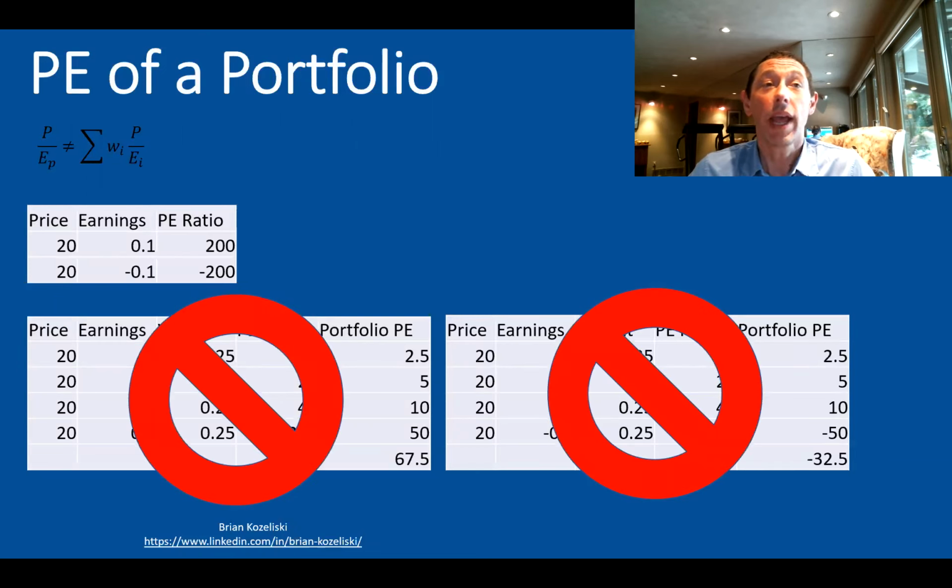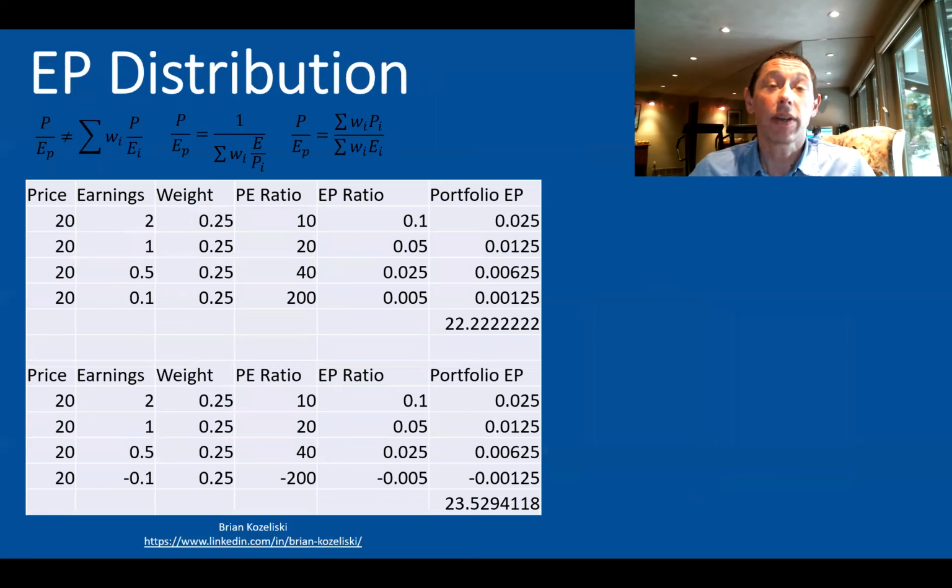I can only conclude that this is not the correct way to calculate the PE of a portfolio, and I agree. So it turns out, the correct way to calculate the PE of a portfolio is to take the weighted average of the earnings to price. Again, remember, when we use earnings to price, we don't have this weird distribution of ratios. They're consistently linear. If we take all of the EPs, take the weighted average of those, and then take the reciprocal of that, we get a portfolio PE of the original portfolio of 22.22.